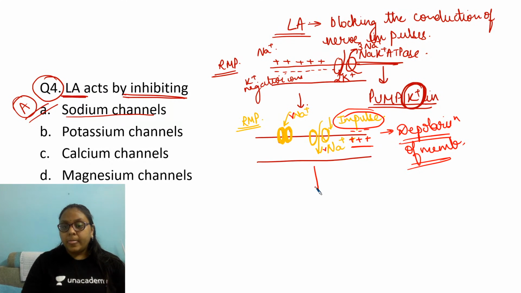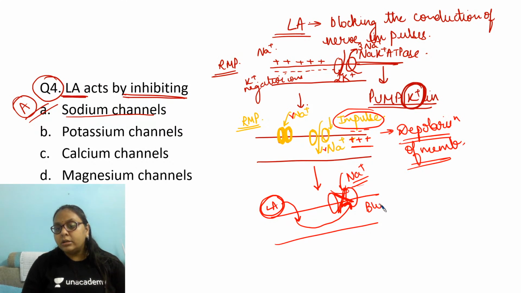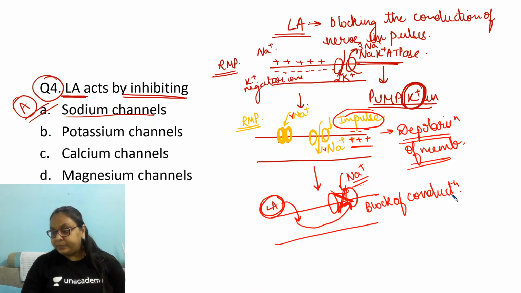Understood? Now what happens when we give a local anesthetic? It will penetrate these nerve fibers, and it will block these sodium channels, and therefore further influx of the sodium cannot happen and therefore they block the conduction of nerve impulse. Is it clear?